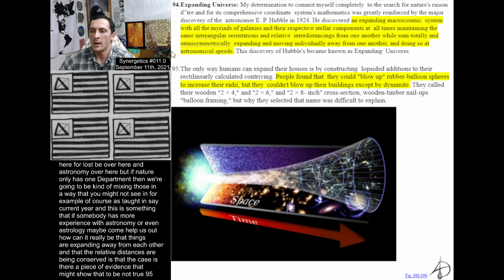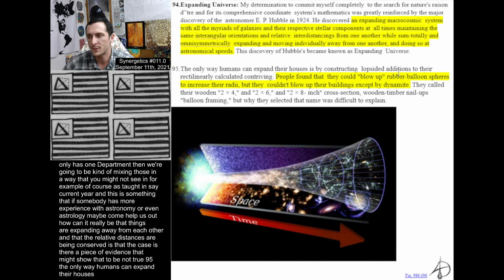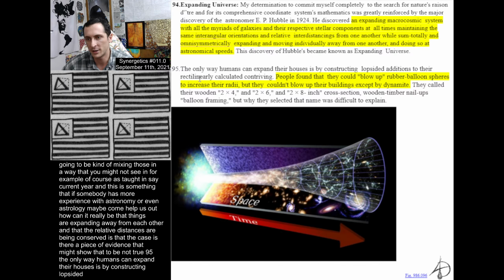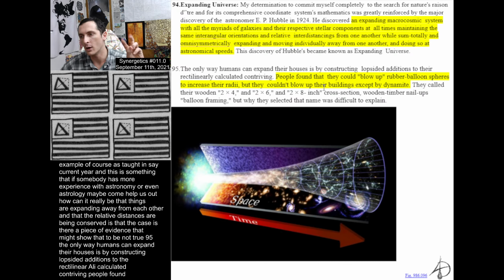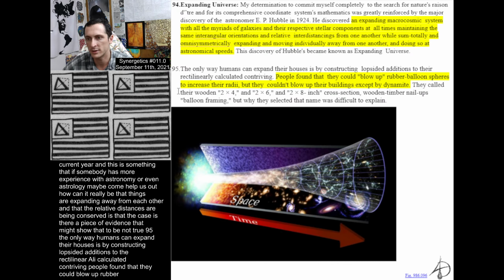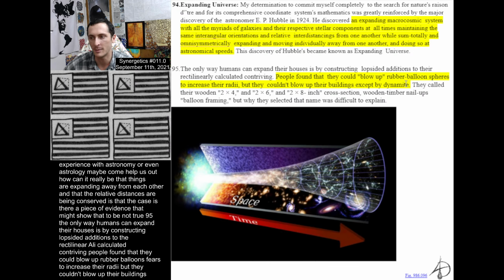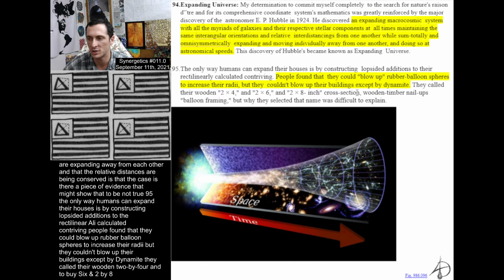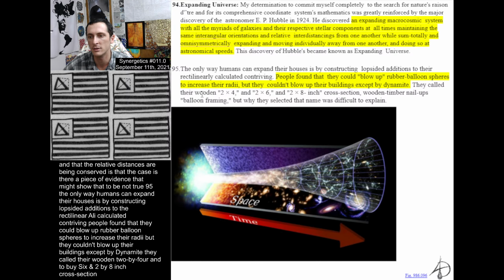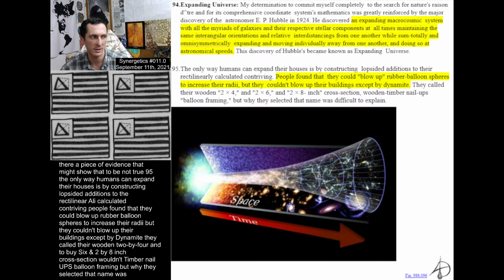95. The only way humans can expand their houses is by constructing lopsided additions to the rectilinearly calculated contriving. People found that they could blow up rubber balloon spheres to increase their radii, but they couldn't blow up their buildings except by dynamite. They called their wooden 2x4 and 2x6 and 2x8 inch cross-section wooden timber nail-ups balloon framing, but why they selected that name was difficult to explain.